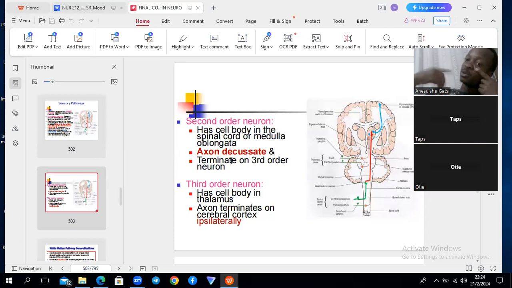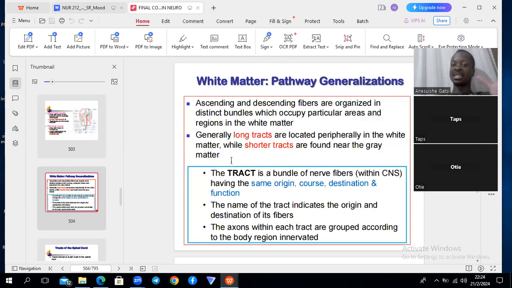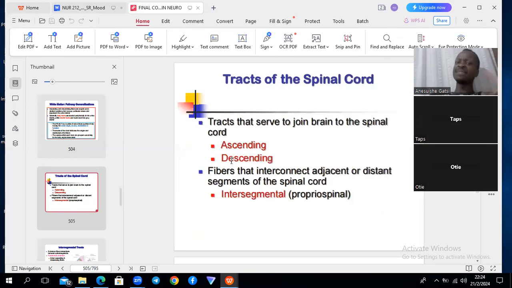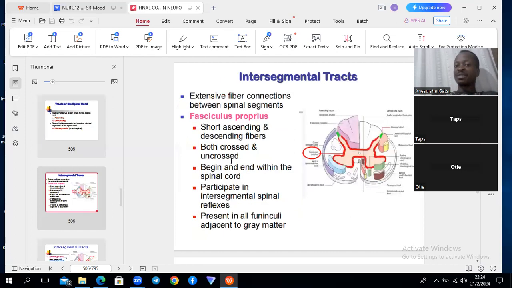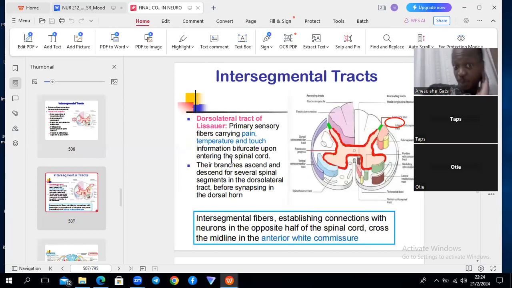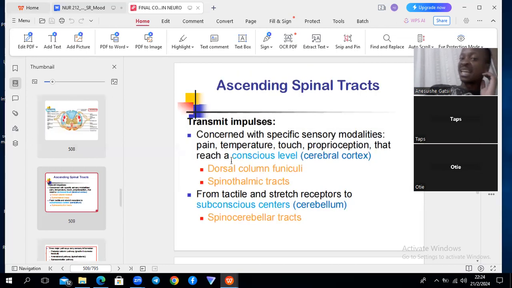And then the third order neuron is the one that leaves the thalamus and goes to the cerebral cortex. That is now the brain, right? So you have those three sets of neurons. You can just keep that at the back of your mind. So when you look at the tracts that we want to discuss, remember I said they're either going to be ascending or descending, right? Then of course we have intersegmental tracts. You don't really need to worry about them. But for your level, you should know more about ascending and descending, right?